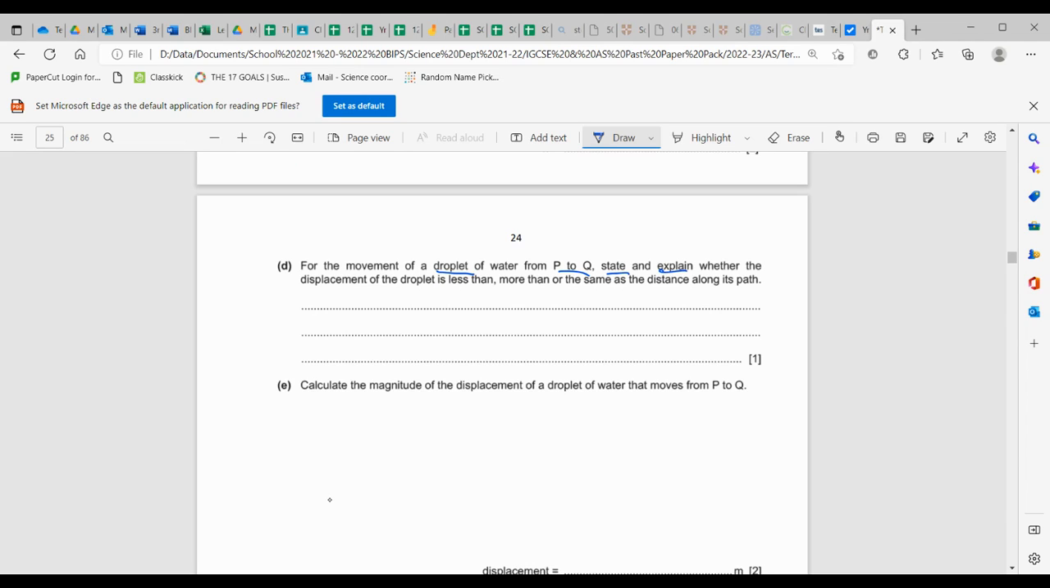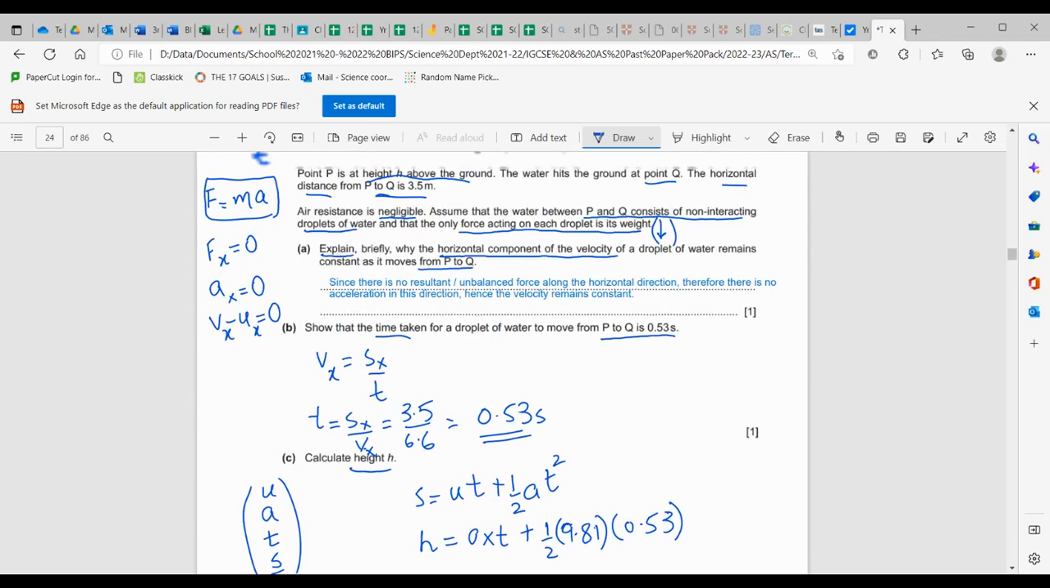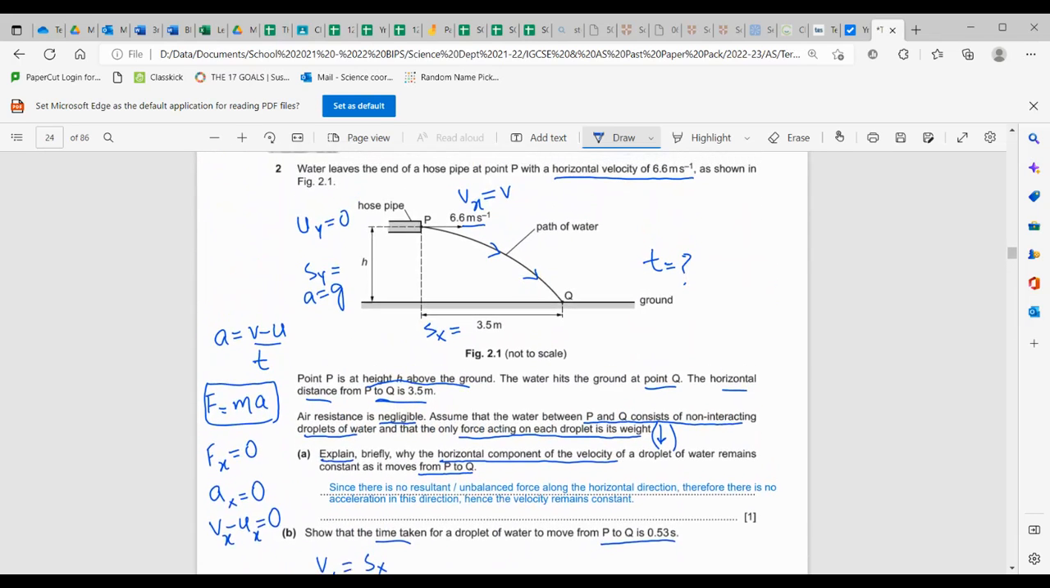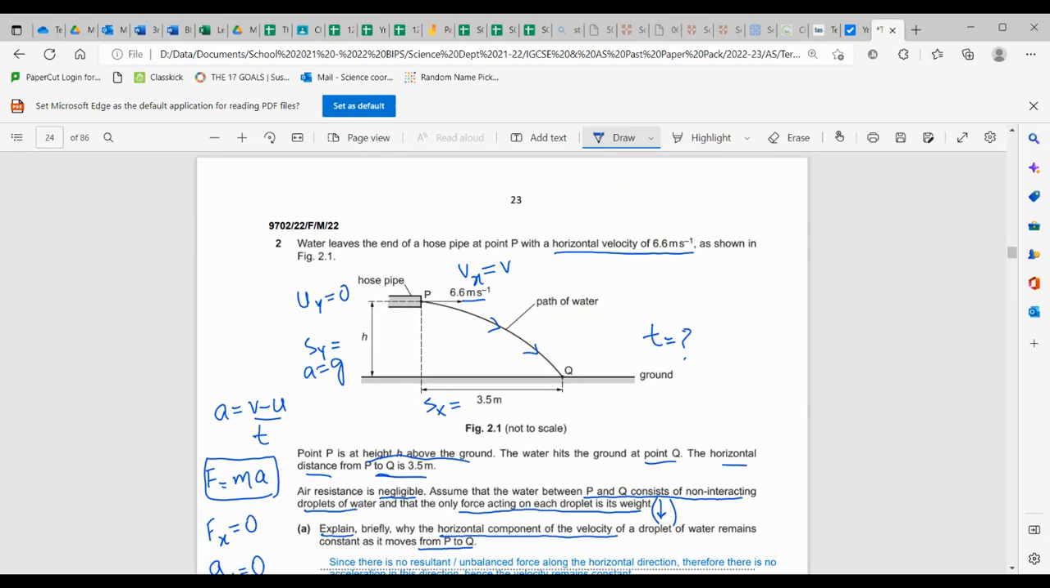Part D. For the movement of a droplet of water from P to Q, state and explain. State means we have to give a one line answer. Explanation means we have to explain it using some logic and reasoning, some equation maybe. State and explain whether the displacement of the droplet is less than, more than, or same as the distance along its path. So basically, we just have to differentiate between the distance and displacement in this particular situation.